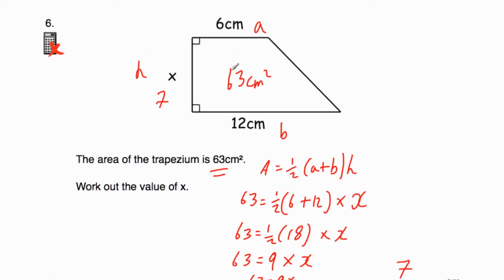And we can check our answer because we can add together our 6 plus 12. 6 plus 12 is 18. Half that, that's equal to 9, and then multiply by 7 is equal to 63. So our height must be 7 centimeters. Our value for x must be 7 centimeters.